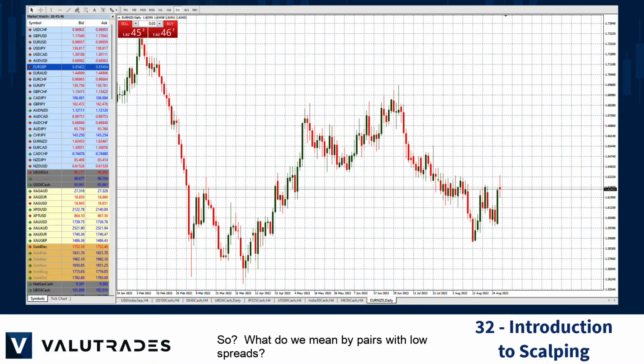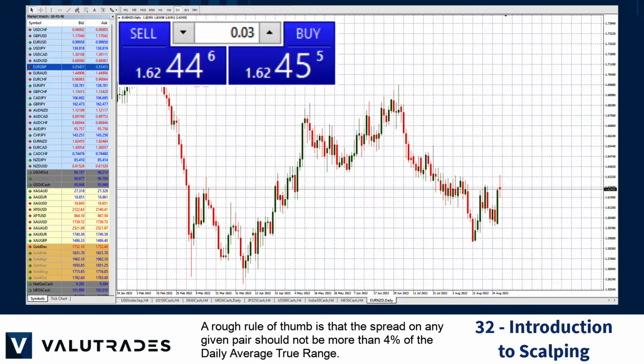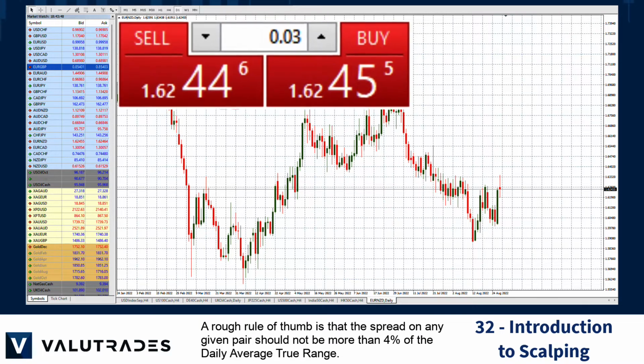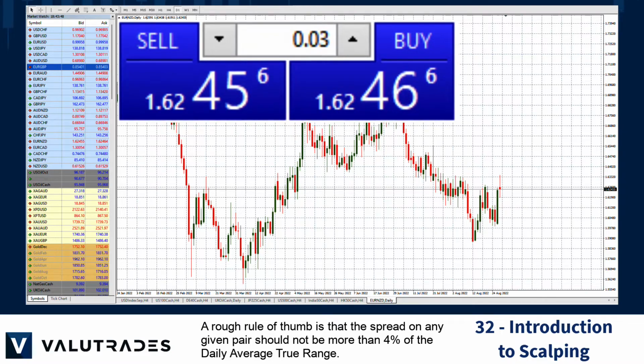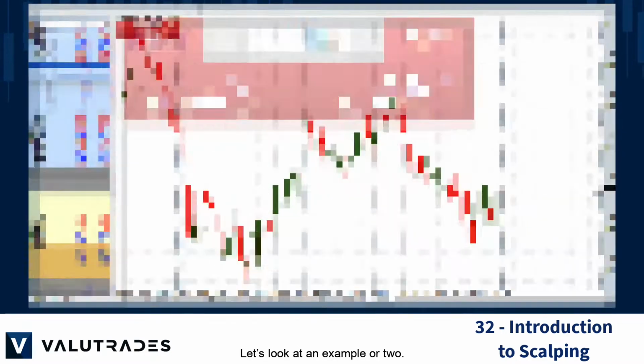So, what do we mean by pairs with low spreads? Fortunately, Valutrades has some of the lowest spreads in the business, which means that you have a larger variety of pairs to trade. A rough rule of thumb is that the spread on any given pair should not be more than 4% of the daily average true range. Let's look at an example or two.